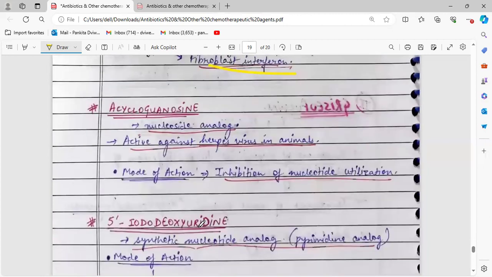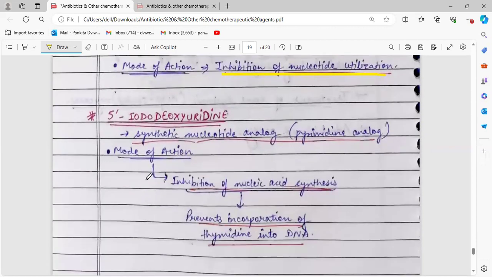antiviral chemotherapeutic agents is acycloguanosine, and it's a nucleoside analog. The acycloguanosine is a nucleoside analog, and it is active against the herpes virus in animals. It acts through the inhibition of nucleotide utilization. It utilizes the nucleotide and it inhibits the herpes virus in animals.